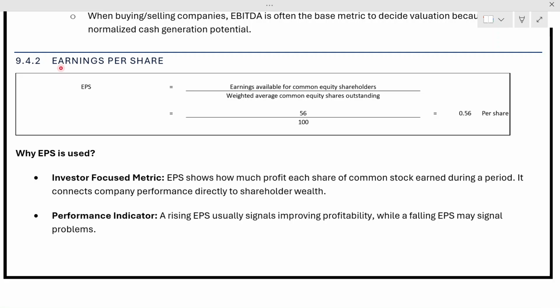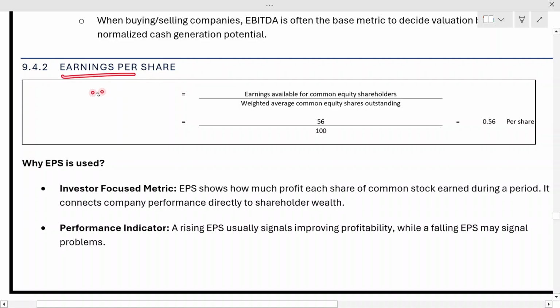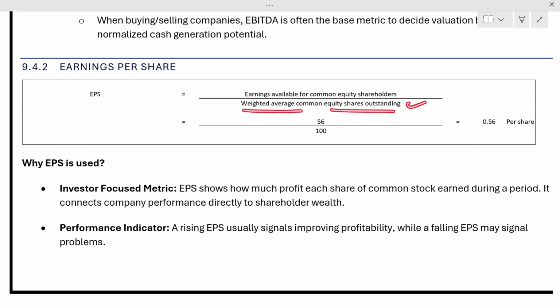Okay. Now let's try to see the earnings per share, which is EPS. So earnings per share is how much earning is being available for your equity shareholders or the common shareholders, right? So we go and see what are the earnings available for common shareholders or equity shareholders, and we divide that by weighted average common equity share outstanding. So overall it shows what were the total outstanding shares versus what is the total earnings available for equity shareholders.